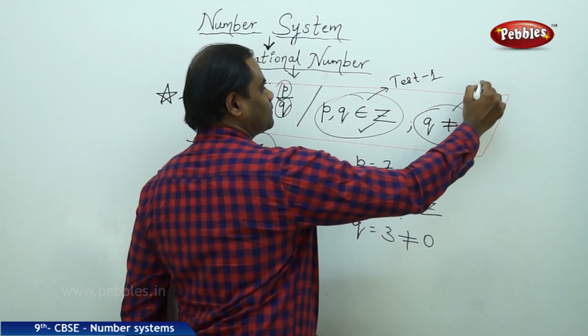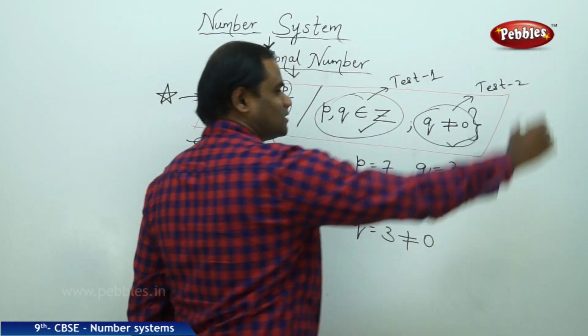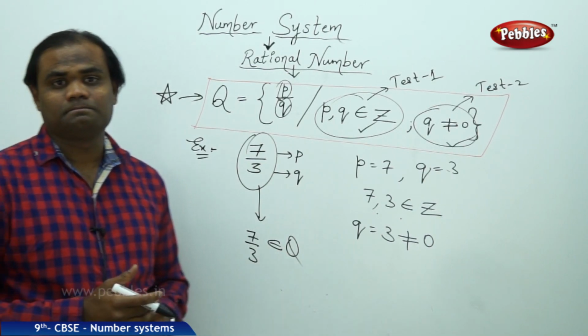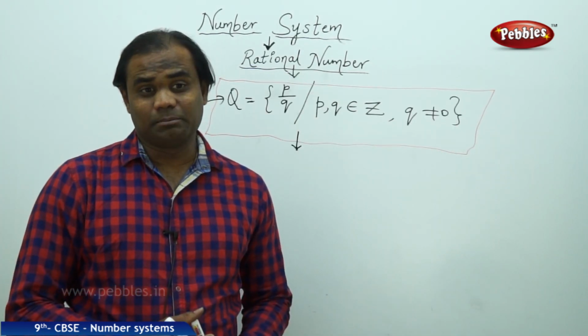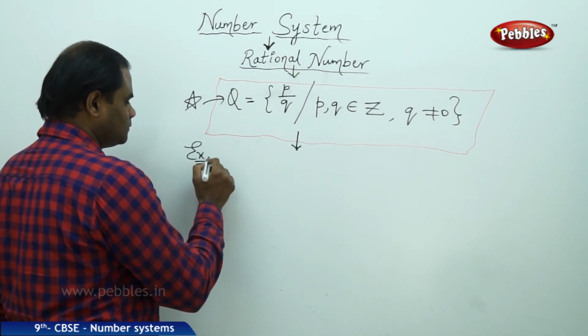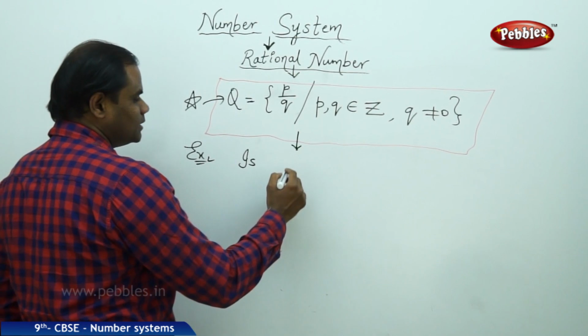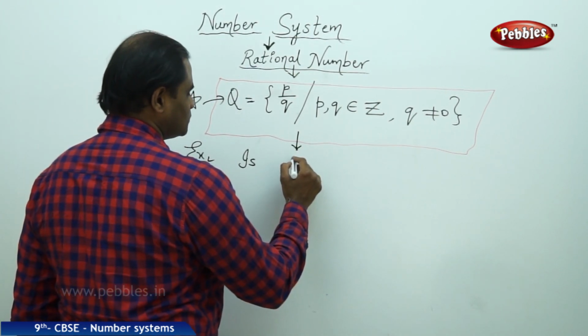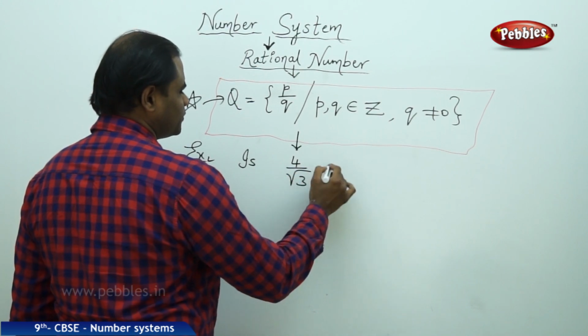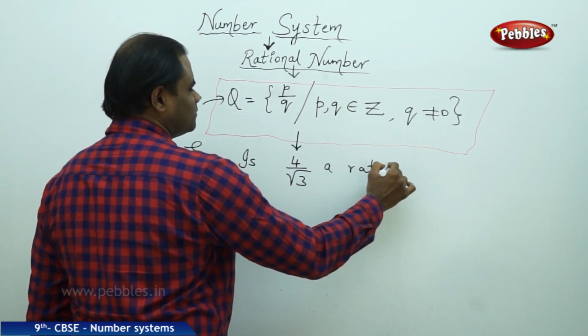Test 1 and test 2, and therefore 7 over 3 is a rational number. Let's try with one more example problem. Say, for example, the question is: is 4 by root 3 a rational number?